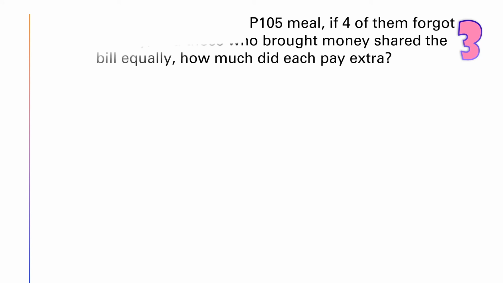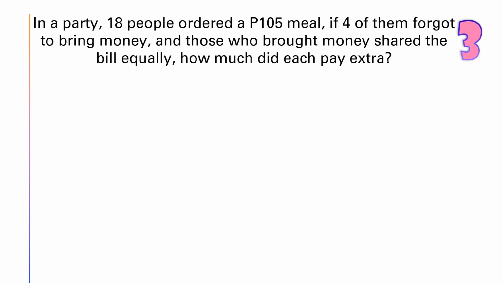Question number 3. In a party, 18 people ordered a 105 peso meal. So that means the total amount to be paid is 18 times 105 pesos. 4 of the people forgot to bring their money, so this will be equally shared by 18 minus 4, that's 14 people. So we can do cancellation.